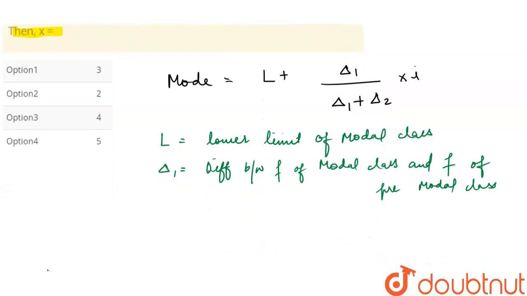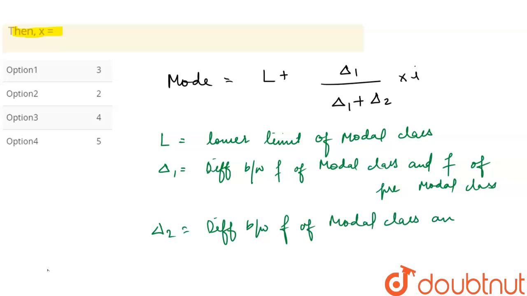Now here we have delta 2. So delta 2 is the difference between the frequency of the modal class and the frequency of the post-modal class. And what is the post-modal class? The frequency of the post-modal class represents that frequency which comes after the frequency of the modal class.